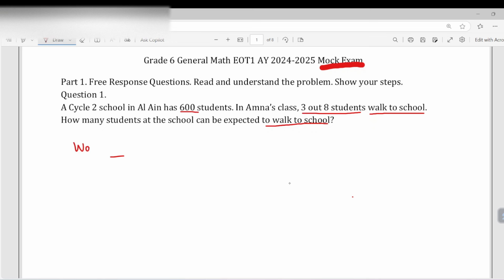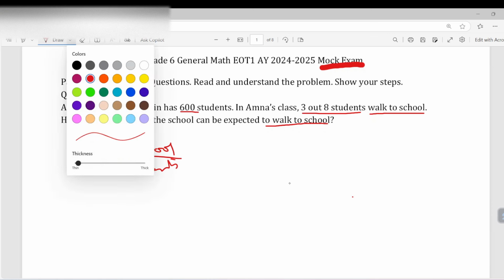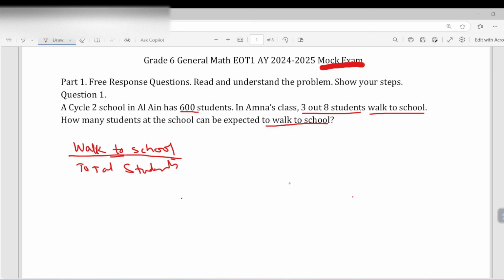See here, walk to school divided by total number of students. So this is equal to 3 by 8, equal to how many by total. See here, this problem is part by whole. Here the total 8 is there, 3 is walking. Total 600 is there, how many are walking? So here also part divided by whole.